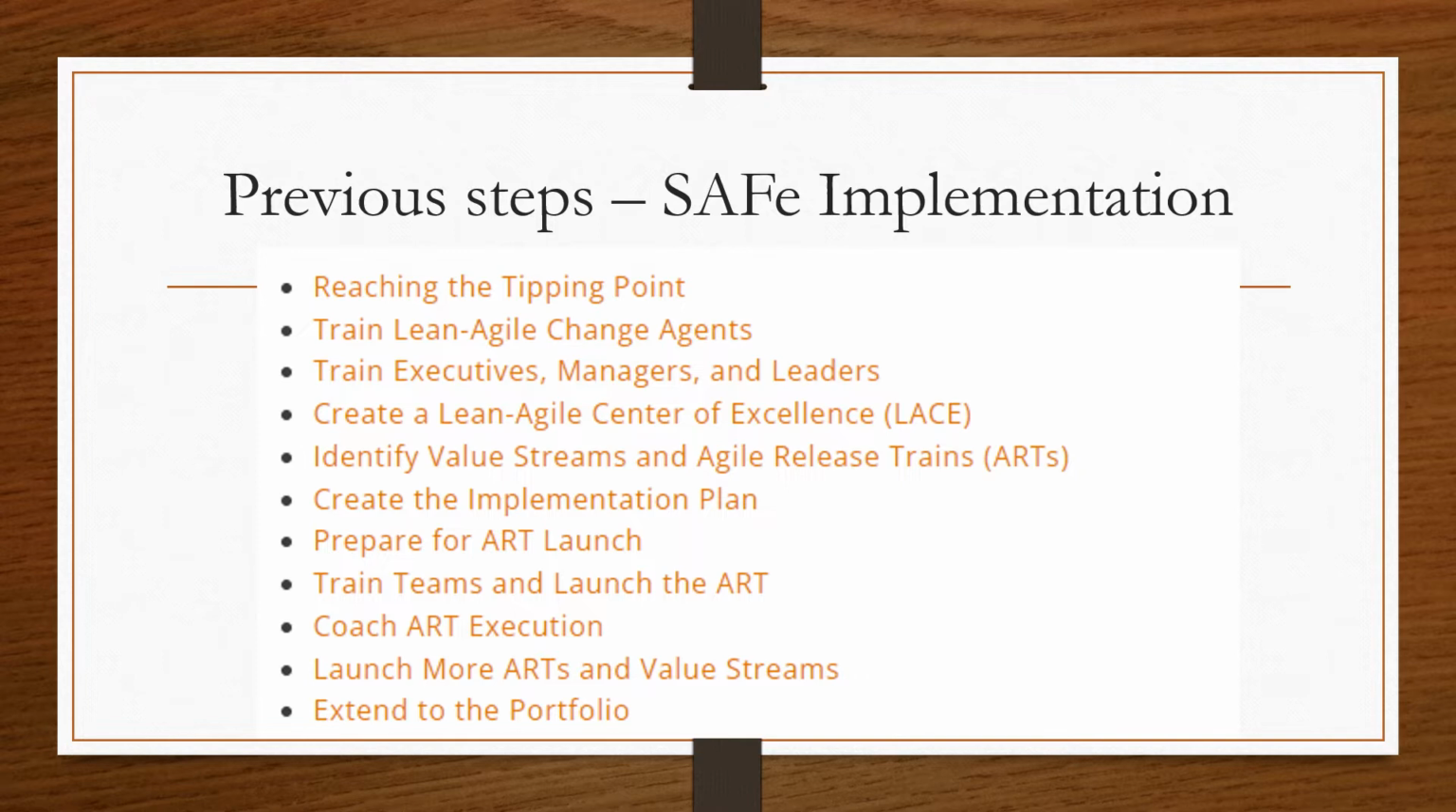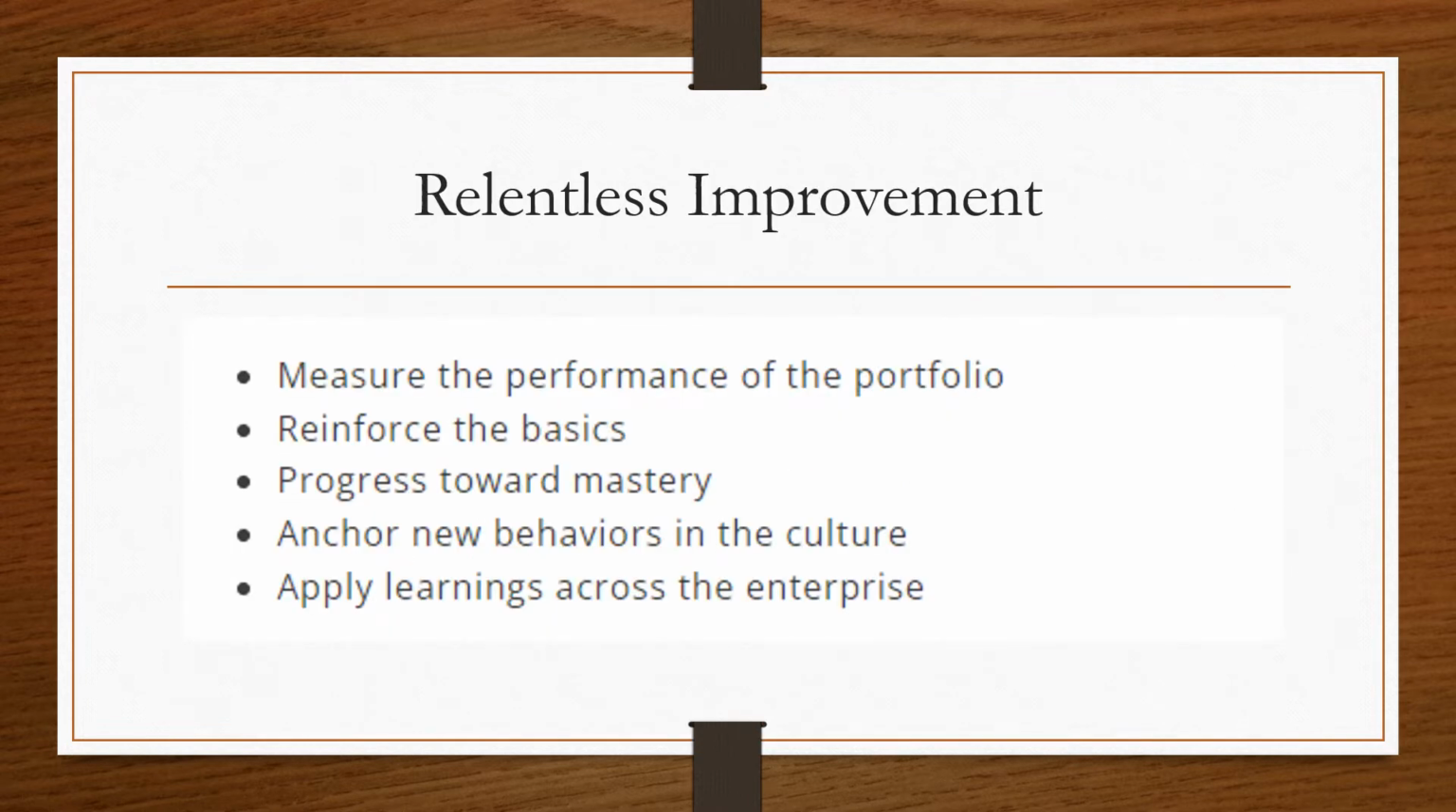You start with reaching the tipping point, getting the powerful guiding coalition by training executives and change agents and chartering a lighthouse. Then start identifying value streams, create an implementation plan, prepare for ART launch, coach ART execution, and launch more ARTs and value streams. Then extend to the portfolio. The final step is getting into the mode of relentless improvement. Right, so it is about accelerating and optimizing, and then sustaining that.